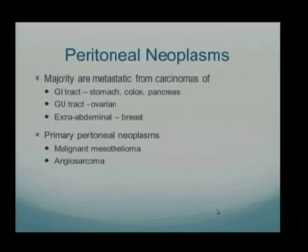So peritoneal neoplasms, the majority of the neoplasms are metastatic from carcinomas of other origin, including the GI tract, and the most common of those that will metastasize to the peritoneum are the stomach, the colon, and the pancreas. The GU tract, such as ovarian cancers, as well as some extra-abdominal cancers, including breast. Primary peritoneal neoplasms are relatively rare. Most common of these are the malignant mesothelioma as well as angiosarcoma.